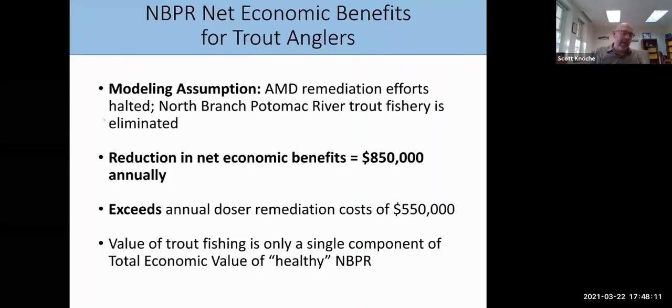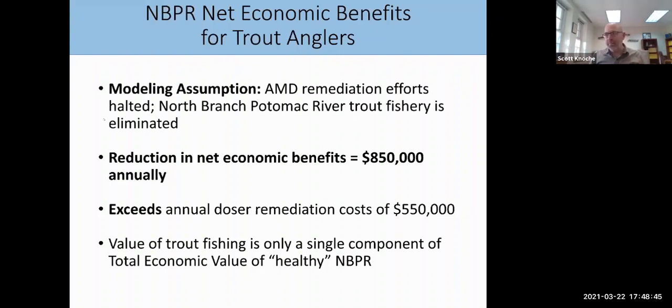So contrasting that with the annual operations and maintenance costs of $550,000, that's powerful right there. This is presumably just a small sliver of the economic benefits associated with restoring this water body. There's benefits to property owners that live on or near the water body. There's benefits to whitewater rafters, kayakers, other folks as well. So this $850,000 is not a total economic value. It's just a small piece of the pie of that total economic value, the value that trout anglers have for the water body restored through the limestone dosers, right?